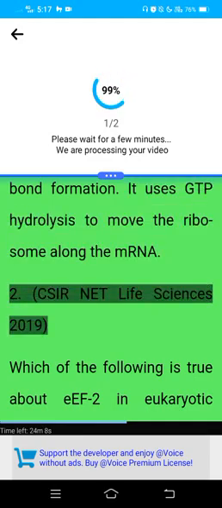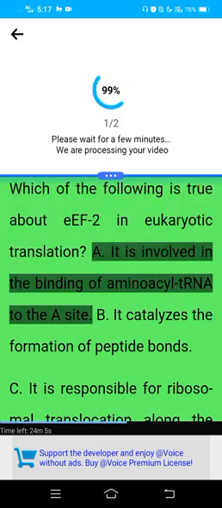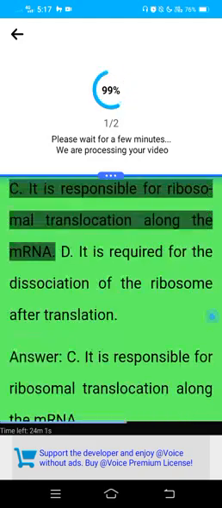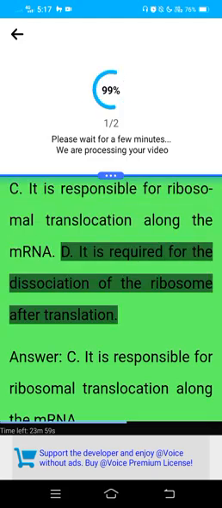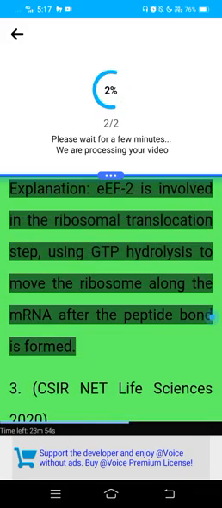2. CSIR NET Life Sciences 2019. Which of the following is true about EF2 in eukaryotic translation? A. It is involved in the binding of aminoacyl tRNA to the A site. B. It catalyzes the formation of peptide bonds. C. It is responsible for ribosomal translocation along the mRNA. D. It is required for the dissociation of the ribosome after translation. Answer. C. It is responsible for ribosomal translocation along the mRNA. Explanation. EF2 is involved in the ribosomal translocation step, using GTP hydrolysis to move the ribosome along the mRNA after the peptide bond is formed.